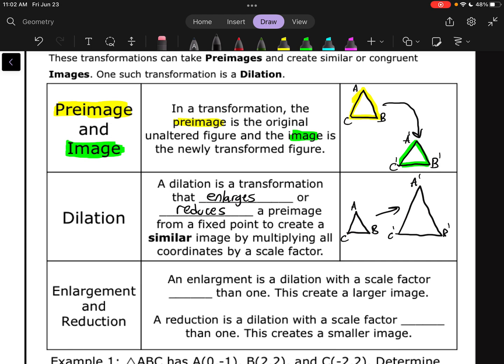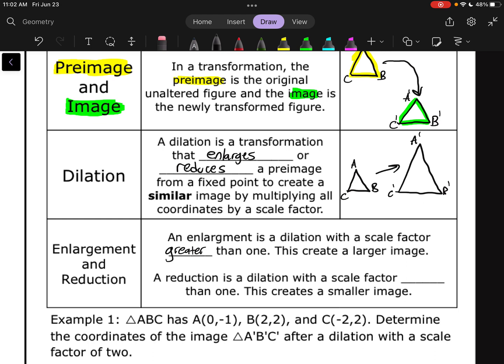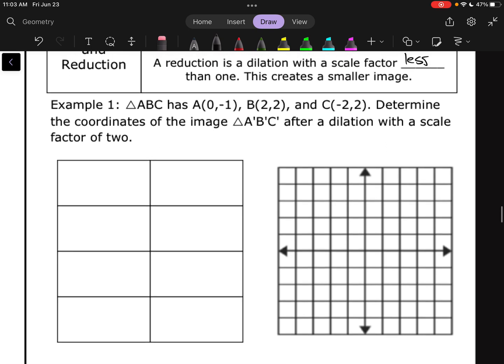An enlargement is a dilation with a scale factor greater than 1. So if it's got a scale factor of 2 or 3, that's going to create a larger image. And a reduction is a scale factor less than 1, and that's going to create a smaller one. All right, so let's give this a shot here on example 1.